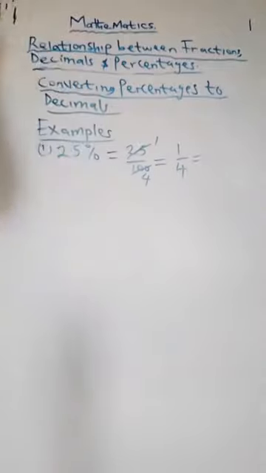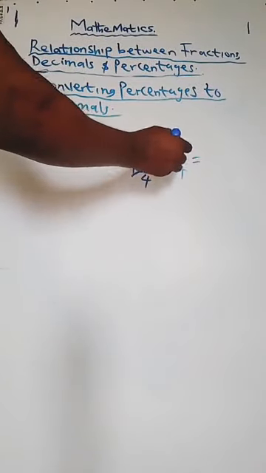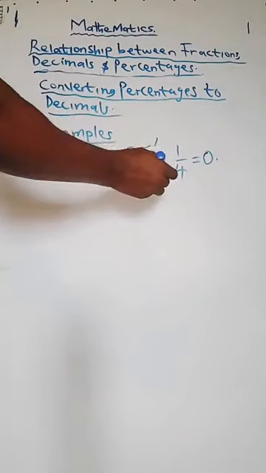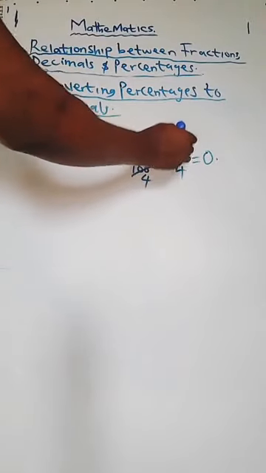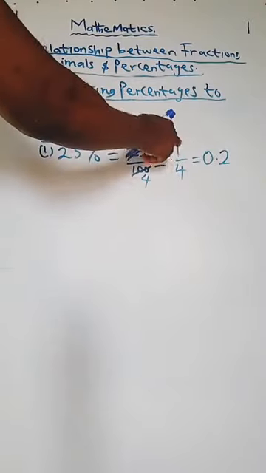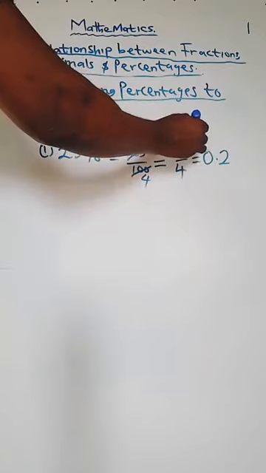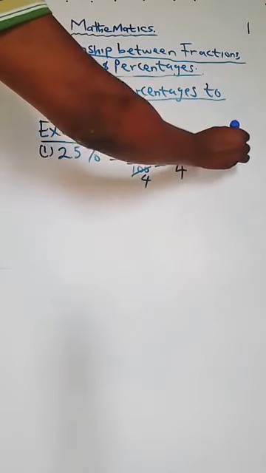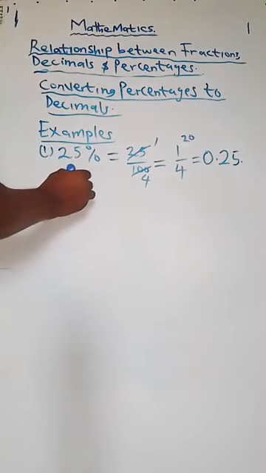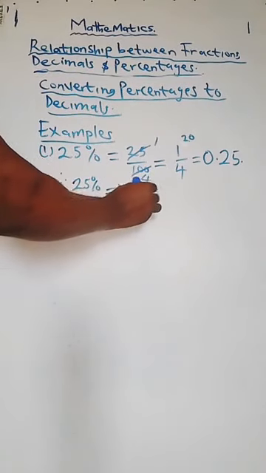Then convert it from this fraction to decimal. How many 4 can we see in 1? It's not possible. We put 0 point. So because of this 0 point, you can add 0 to this. How many 4 can we see in 10? 2. What do you have left? 2. 4 in 2 is not possible. Because of this decimal point, you can add 0 to this. Then 4 in 20, 5. So therefore, 25% is the same thing as 0.25 in decimal.